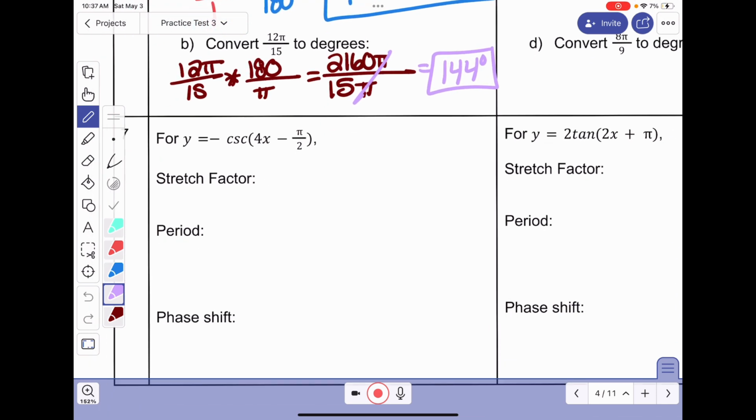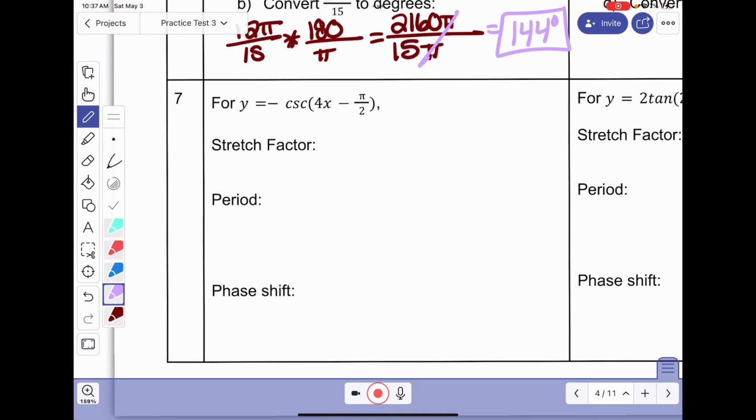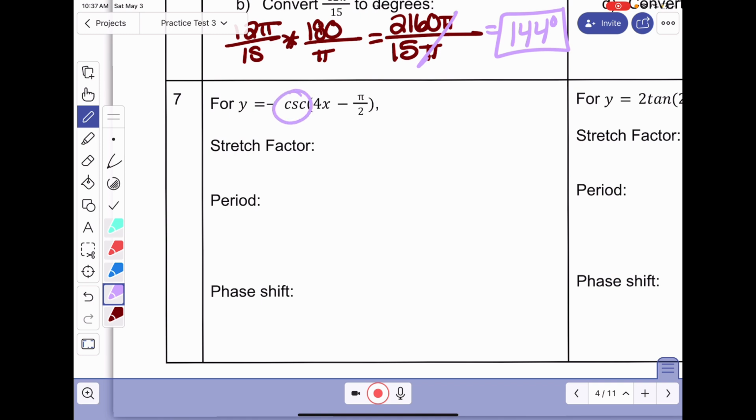All right, let's look at some graphs here. So cosecant goes with sine. So to get these numbers, we're going to get those from the sine and then go from there. So the stretch factor is the absolute value of a, whatever's in front. So the absolute value of -1 is 1.